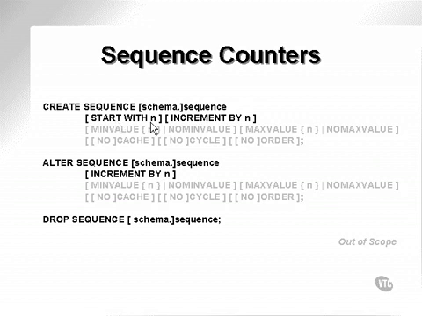Generally a sequence is started at 1 or 0 and is incremented by 1. As far as we're concerned, anything else is out of scope. It's part of database administration. We don't need to worry about it for now.